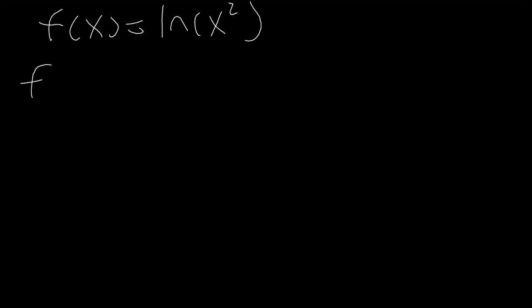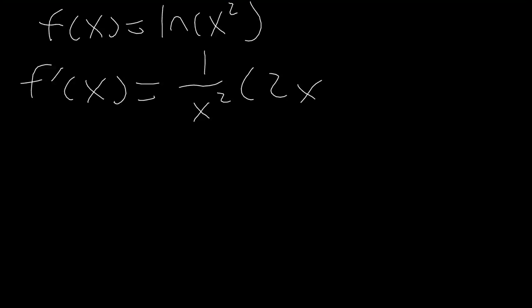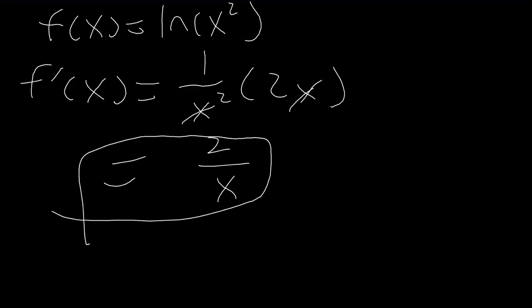So in this example, f prime of x is just going to be 1 over u, the inner function. So 1 over x squared multiplied by 2x. Then we can cancel the x's, and it's going to be 2 over x. That's going to be our final answer.